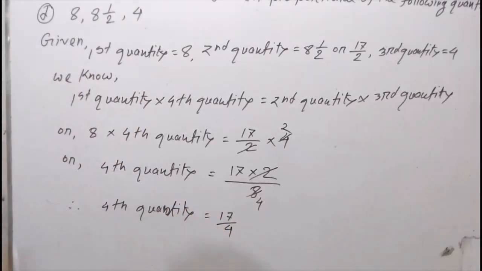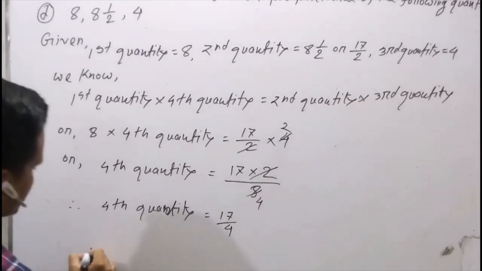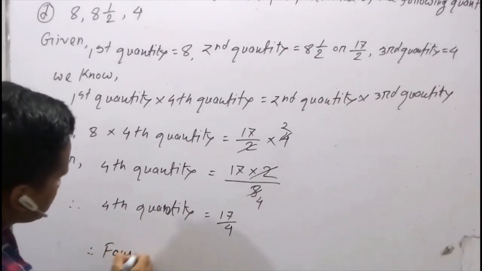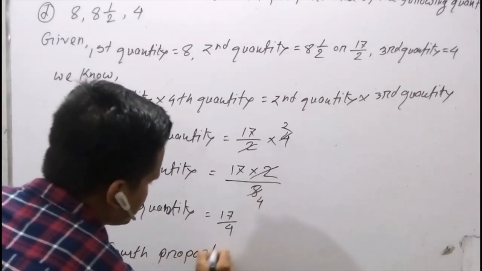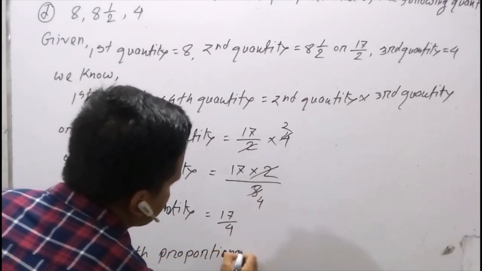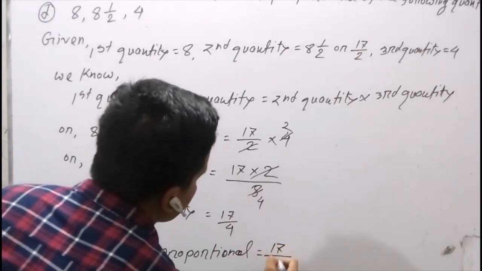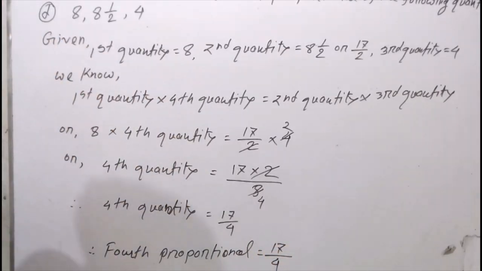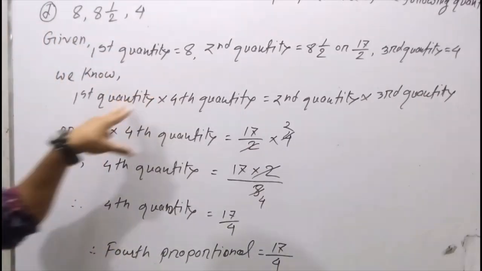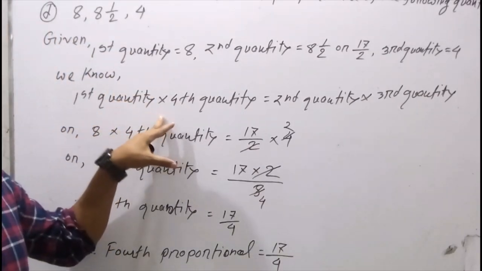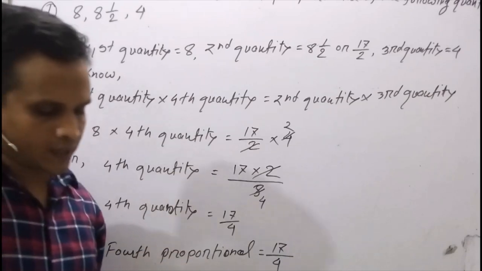So we can write the fourth proportional, right? Therefore the fourth proportional is equal to 17 by 4. This is the answer. Dear students, all the number 3 and number 4 maths can be solved by just this statement.